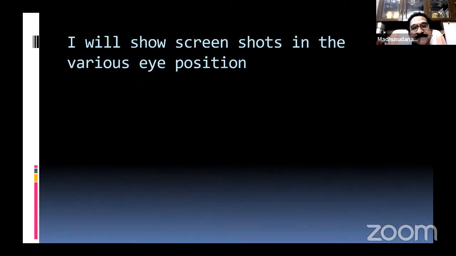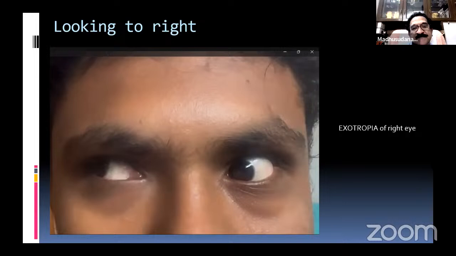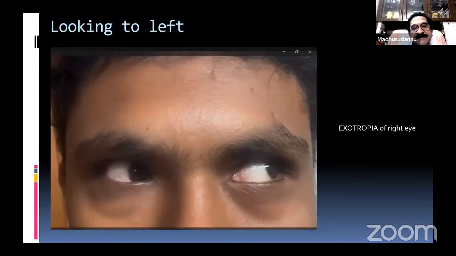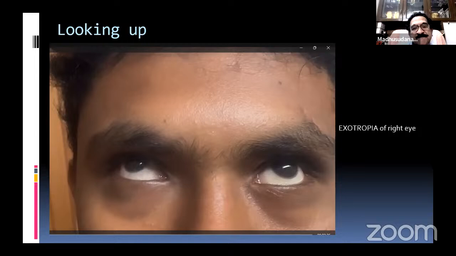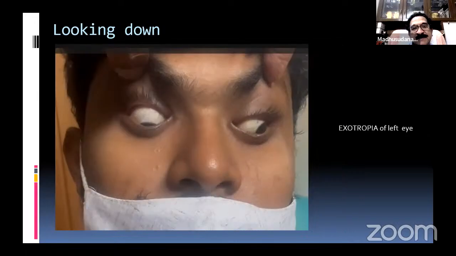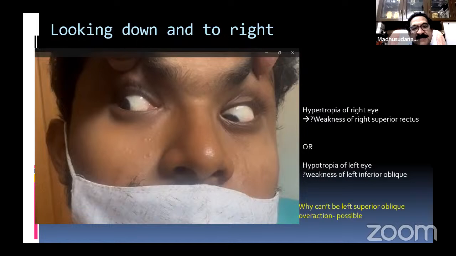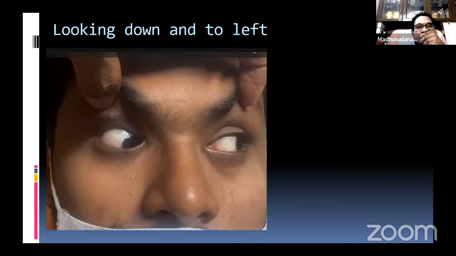This is primary position. Look into the right side, left side, looking up, looking down, again looking down onto the right, looking down onto the left. Any thoughts?